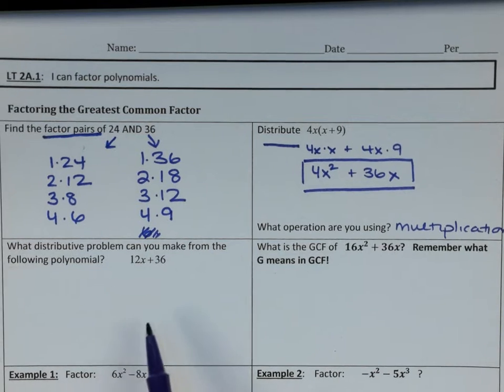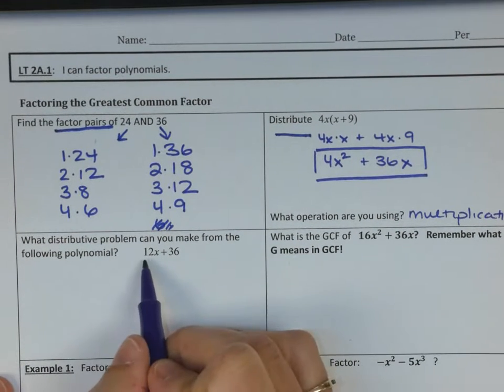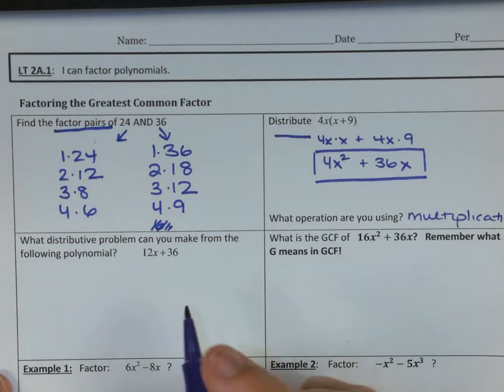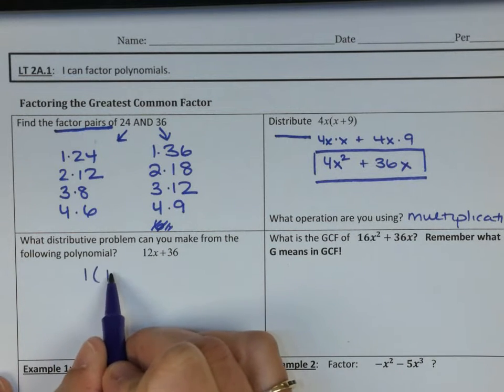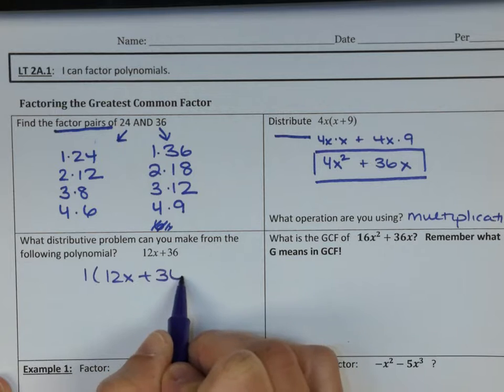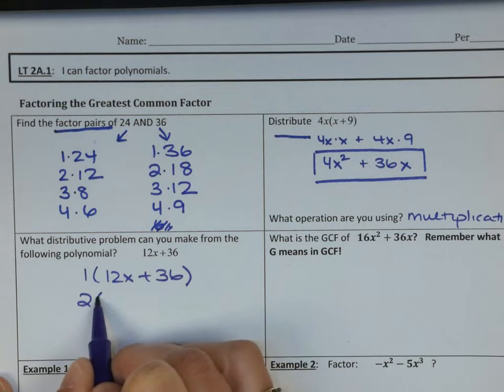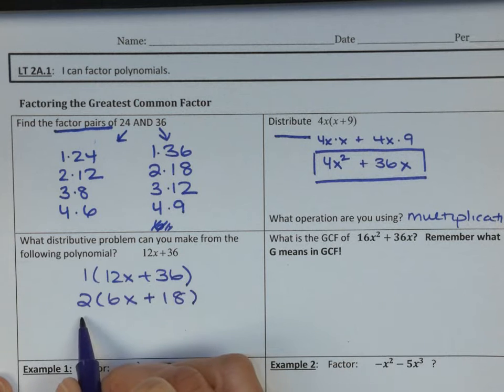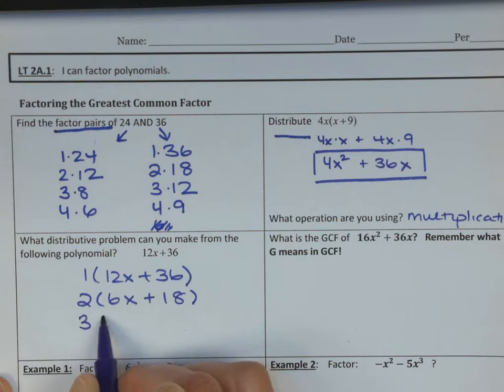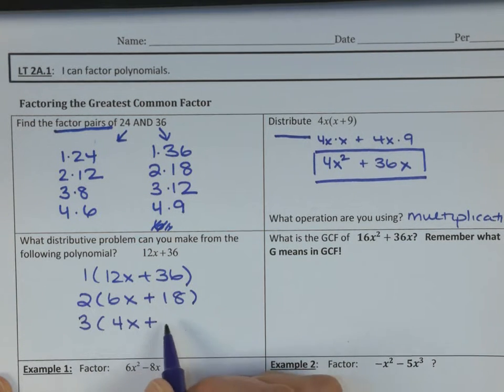What distributive problem can we make from this polynomial? So we're working backwards. What would we have to distribute to make this polynomial? Let's see, we could do 1 and 12x plus 36. We could do 2 and 6x plus 18. What else? We could do 3. Does 3 go into both? 3 and then 4x plus 12.